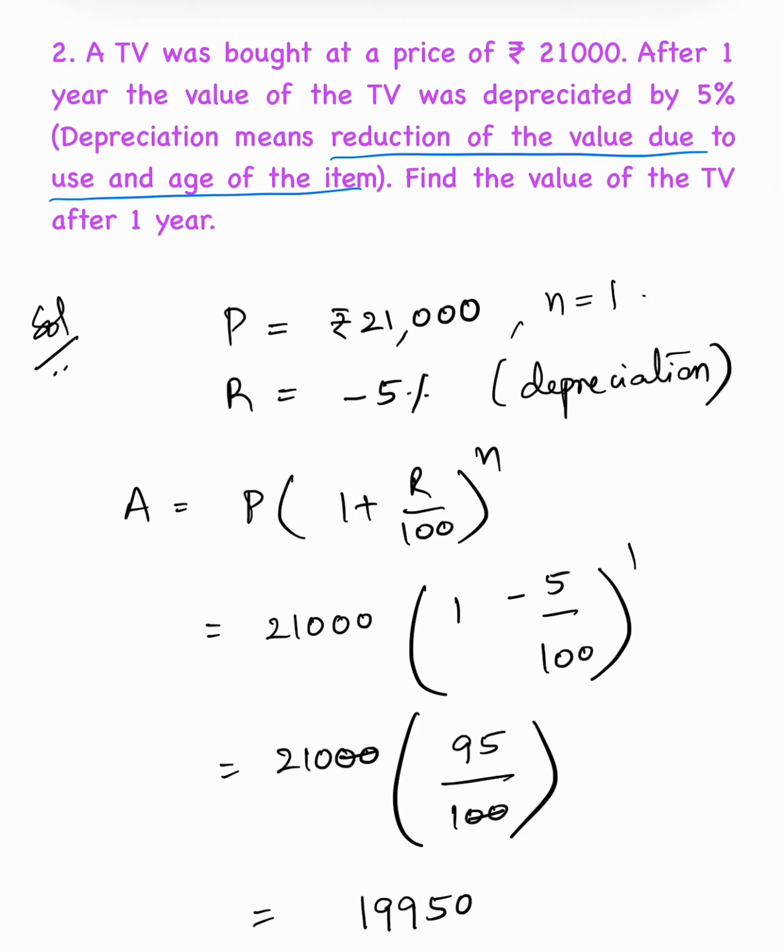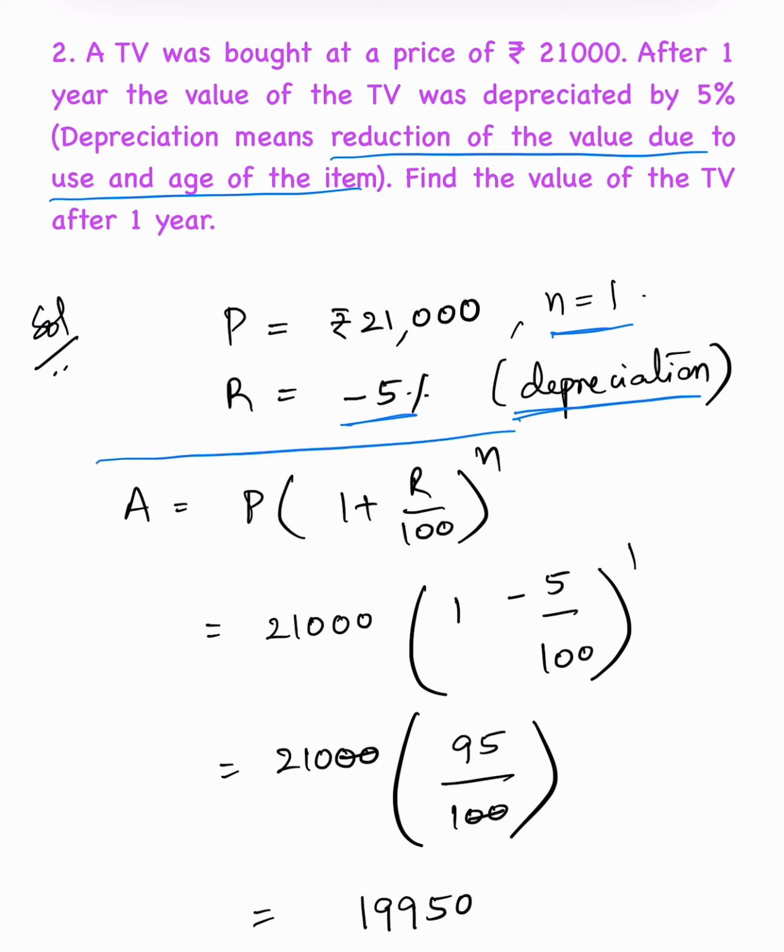Here the principal is given as rupees 21,000. N is 1 year, because we have to find the value of the TV after 1 year. So N is 1. R is minus 5. Why? If the value appreciates, the R value will be positive. But here this TV has depreciation, so it is minus 5. This 5% should be written as minus 5. This is very important. In the case of depreciation, R should be minus 5.